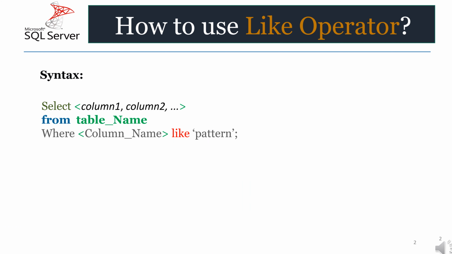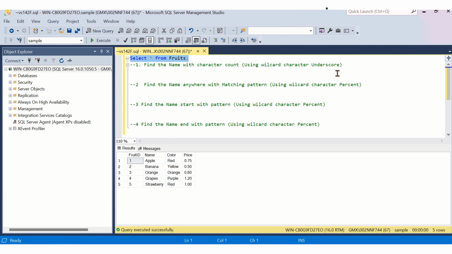The syntax for the LIKE operator is: SELECT column1, column2, column3, column4, whatever columns you have in your table, FROM table_name WHERE column_name LIKE, and in the LIKE clause you can provide the pattern to match. Now we will see all the use cases to cover the LIKE operator.